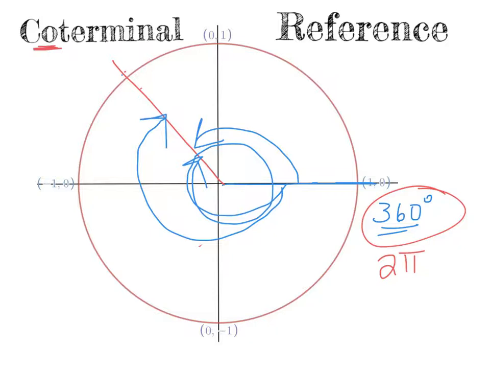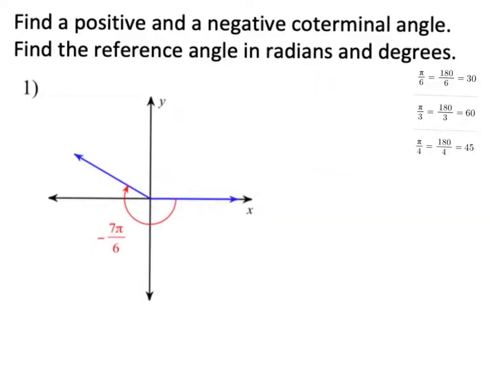So let's do an example. We're going to find a positive and negative coterminal angle. So here's our angle right now. The original angle given is negative 7 pi over 6, and that makes sense because if you go around to here and you're counting in pi's over 6, this will be 6 pi over 6. So if you went backward, you'd be negative 6 pi over 6.